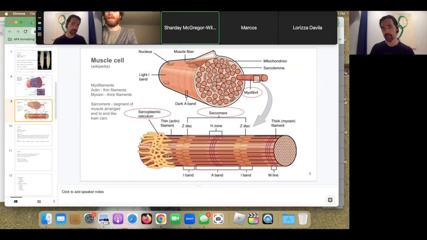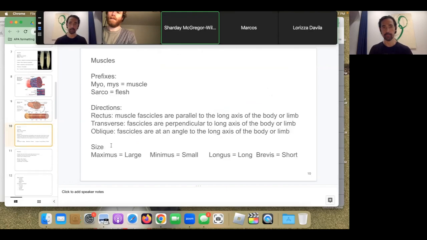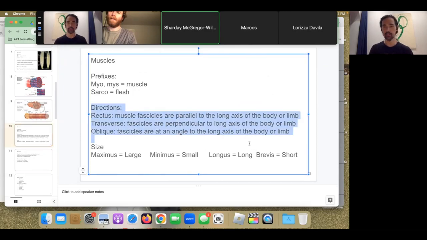And all of these filaments are broken down into sections of car-like end-to-end sections called sarcomeres. You know, they can't call it like a myomere, right? To make it consistent. They got to switch it up on you a little bit. I'm sure there's a reason for that, by the way, that they're favoring sarco over myo, but it's not important.